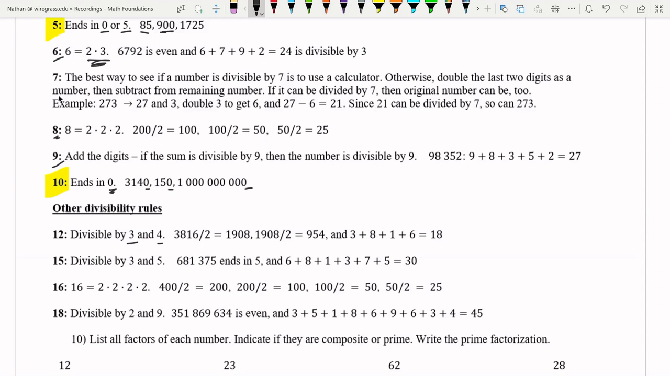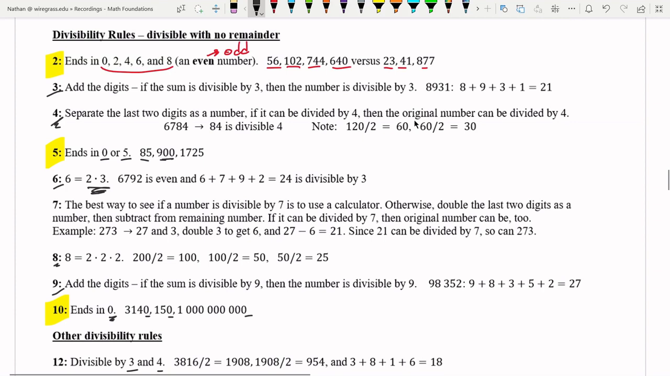7 displays that sometimes it's just not easy to know the rule. There is a rule for 7, but a calculator can easily check if it's divisible by 7. So 2, 5, and 10, though, are very easy. It's easier to see that they're divisible by 2, 5, and 10 than it is by plugging it into a calculator. So I recommend you memorize those.